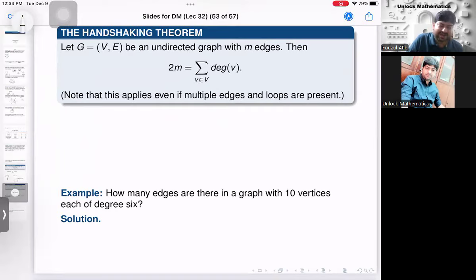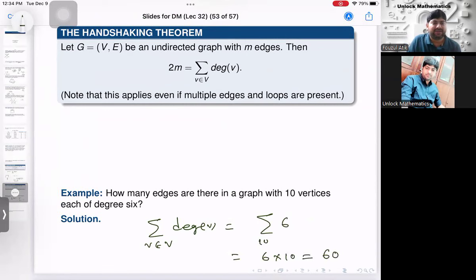If I add all the degrees of the vertices, summation of degree v, where v belongs to the vertex set V, the degree of each vertex is 6. But how many vertices do you have? There are 10 vertices, so if I add all of them, it is 6 into 10, so 60. By the handshaking theorem, 2 into the number of edges is equal to the sum of the degrees, so it is equal to 60. Therefore, what is the value of m? m is equal to 30. So in the graph there are 30 edges.